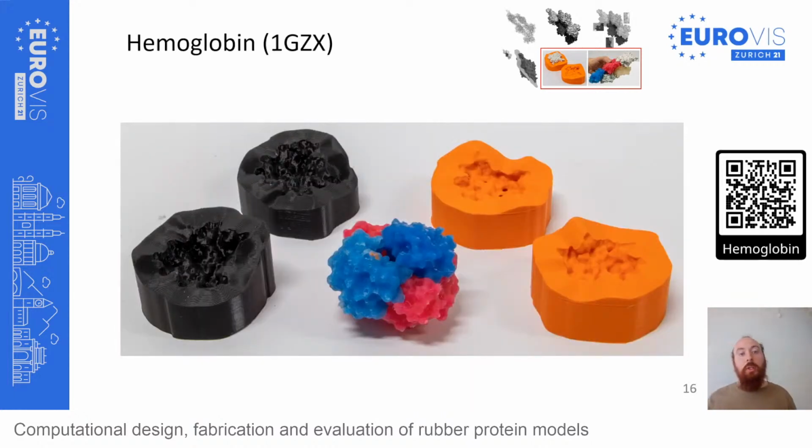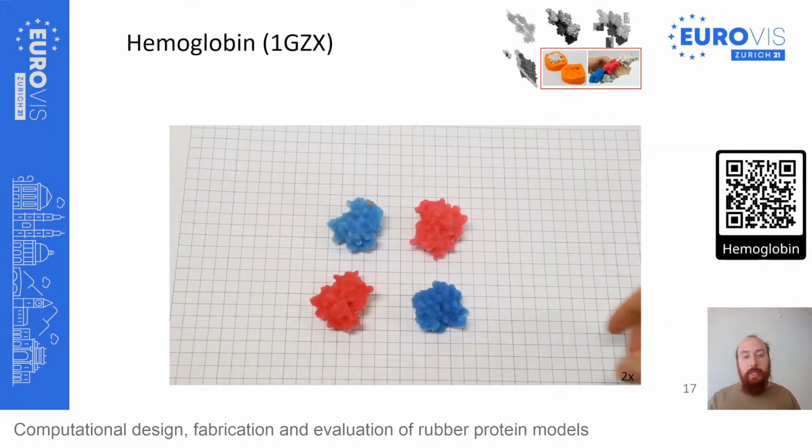Okay. This is the hemoglobin instead. That is a textbook case of a tetrameric protein composed of two different subunits, alpha subunits in blue and beta subunits in red. For this we need two molds because we have two different subunits. And this is the assembly.